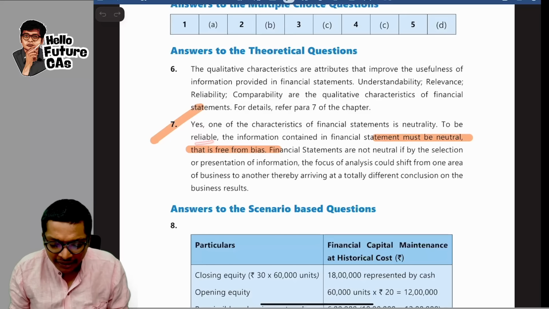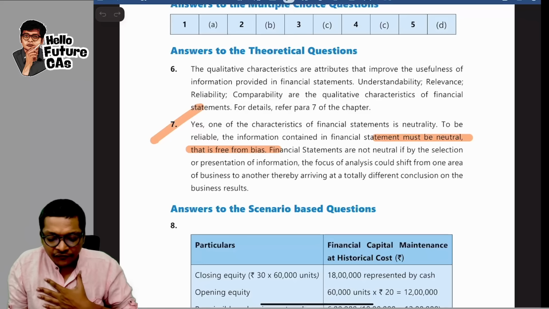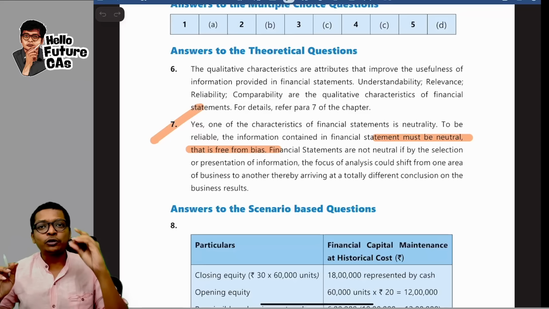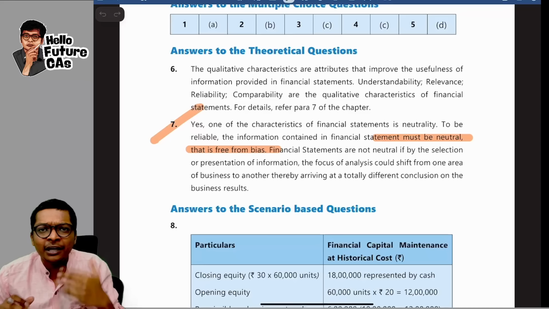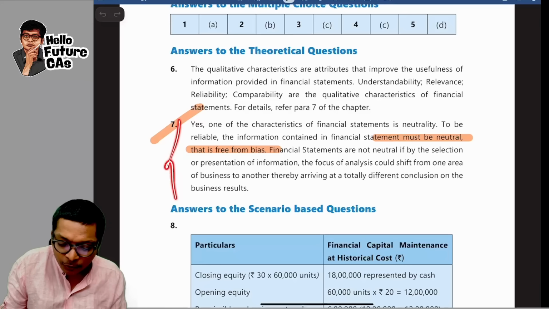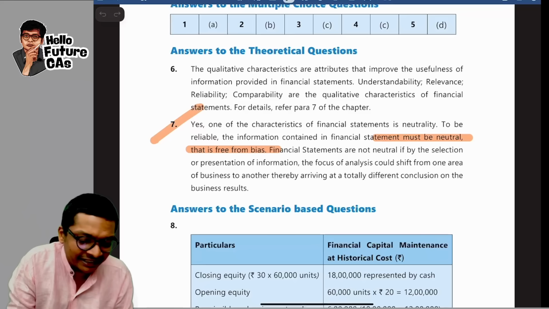To be reliable, FS must be neutral, that is, free from any bias. Free from any bias. You should not make judgments. How today you're all judging people so quickly. You will see something on social media, you will judge a person without knowing anything, correct? So they are saying the FS should be neutral, free from bias, know something properly and then only decide, guys.